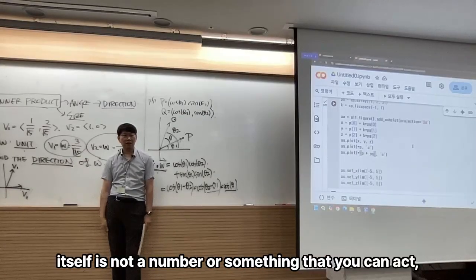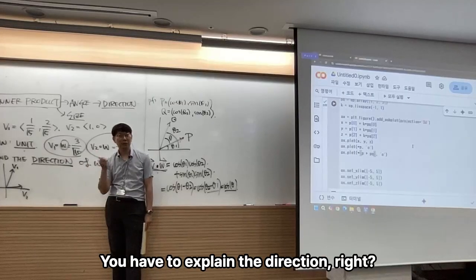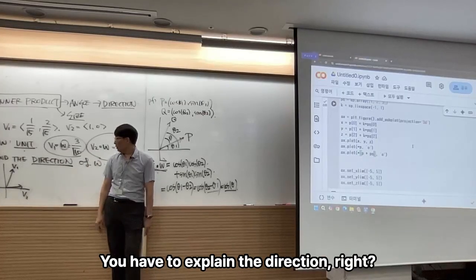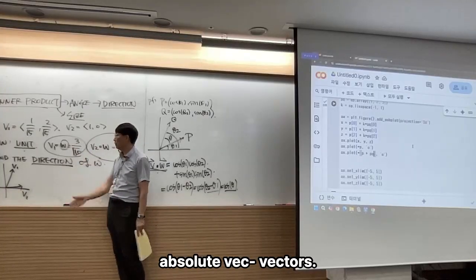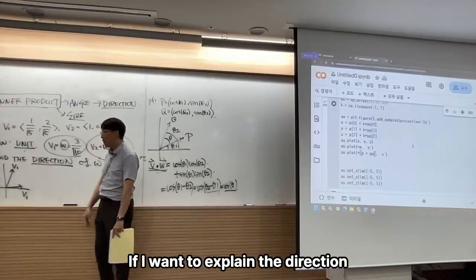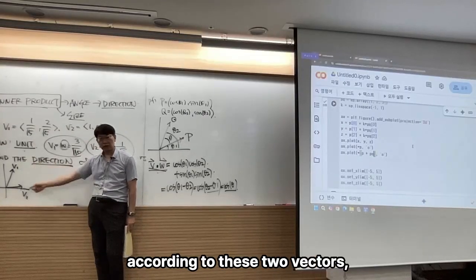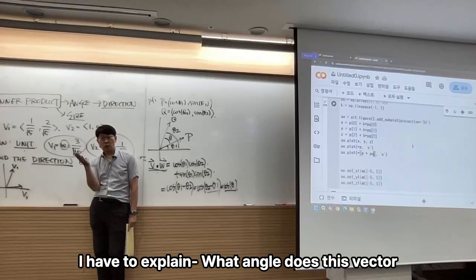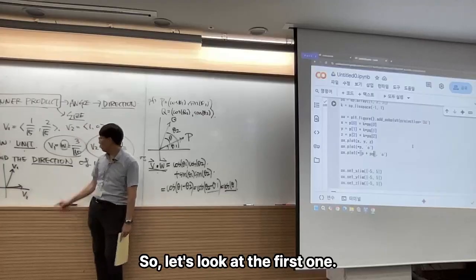So the direction itself is not a number or something like, this is the direction. You have to explain the direction, right? So we have two vectors, definite vectors, absolute vectors. I already drew two vectors as arrows. If I want to explain the direction according to these two vectors, I have to explain what angle this vector W is at according to these two vectors. So let's look at the first one.